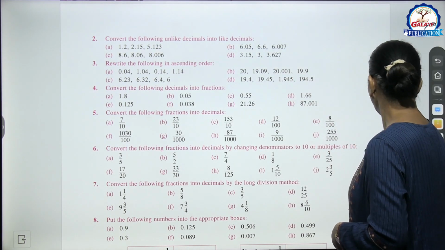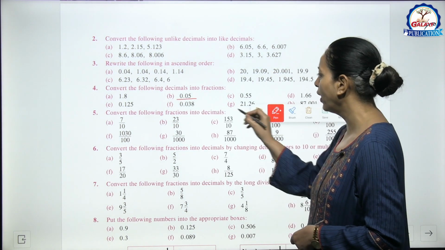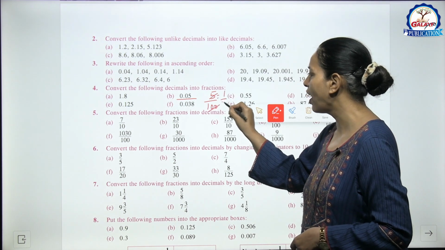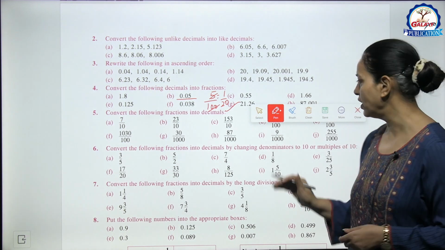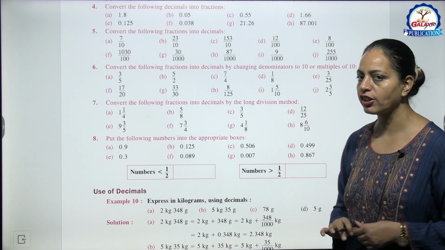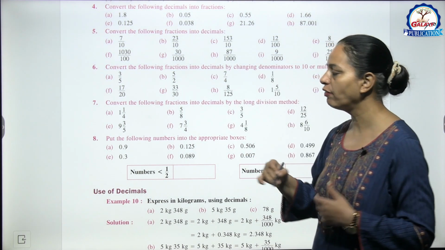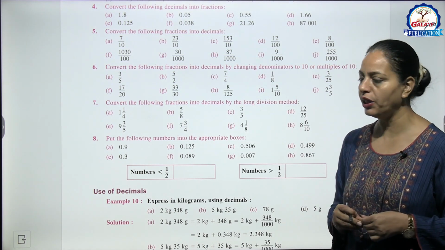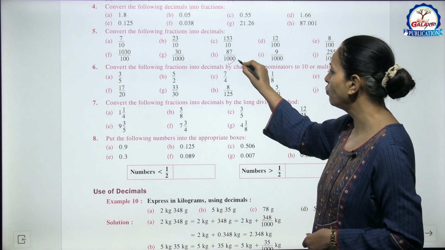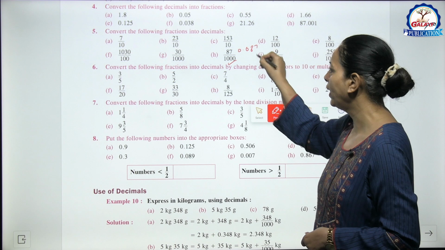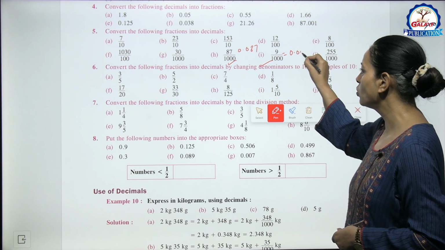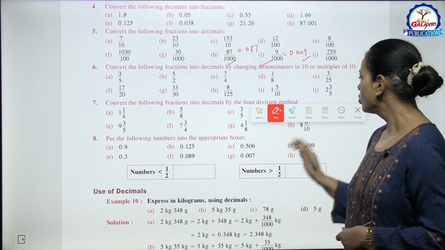Now the fourth one, convert the following decimals into fractions. Like B part 0.05, to bring it into fraction, what will you get? 5/100. We can cancel by 5, answer is 1/20. Similarly, you can try remaining parts. Now the fifth one, convert the following fractions into decimal. Here we have 10, 100 or 1000 as the denominator. So very simple, like H part 87/1000. So what will you get? 0.087. I part 9/1000. So 0.009. Okay. So very simple.